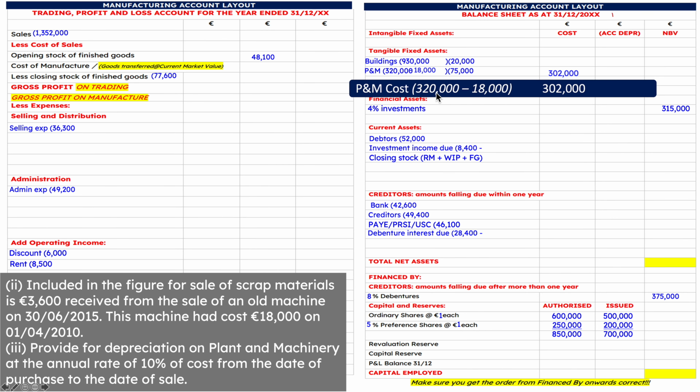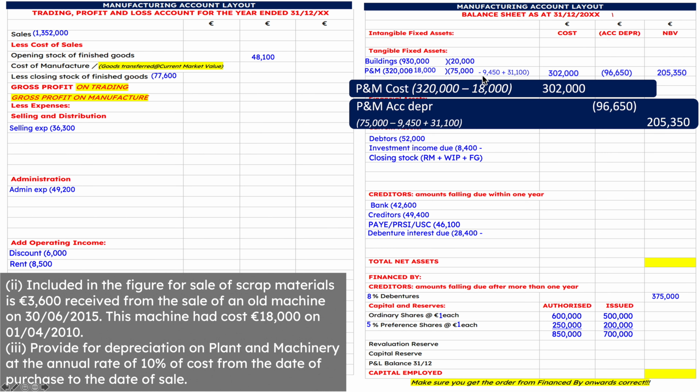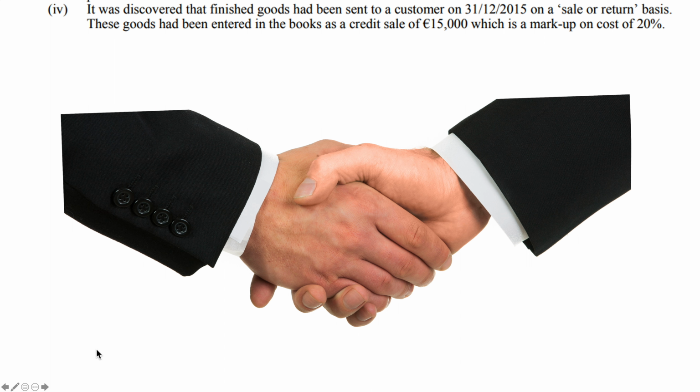Last thing that we'll do then is we will do the accumulated depreciation. So this 75,000 accumulated depreciation came from the trial balance. What we'll do to that figure then is we will minus the accumulated depreciation from the sold machine, which was 9,450, and we will add the depreciation charge for the year, which was 31,100. So altogether there, that is 96,650 euro, leaving us with a net book value of 205,350. So that is the plant and machinery adjustments done. So that is 2 adjustments done, number 2 and number 3.